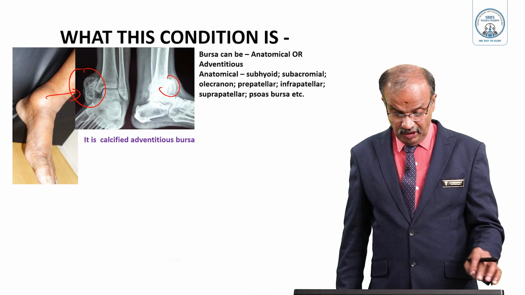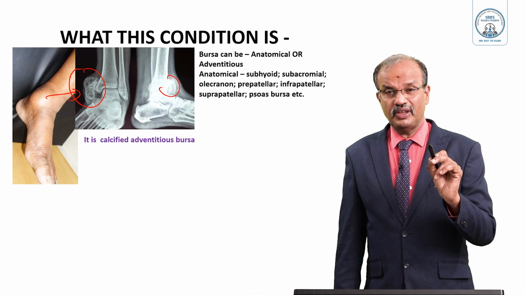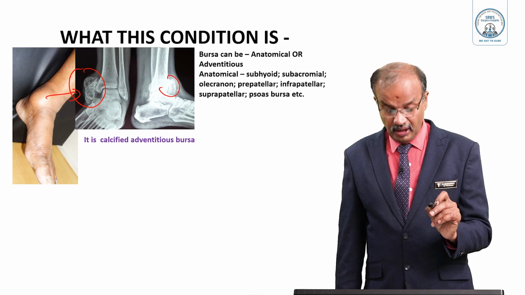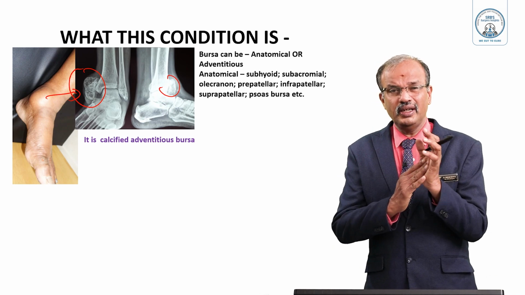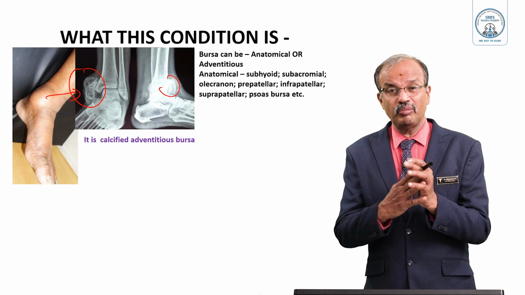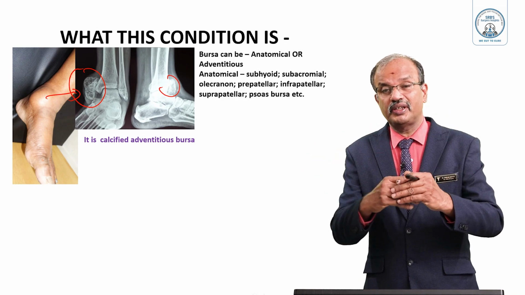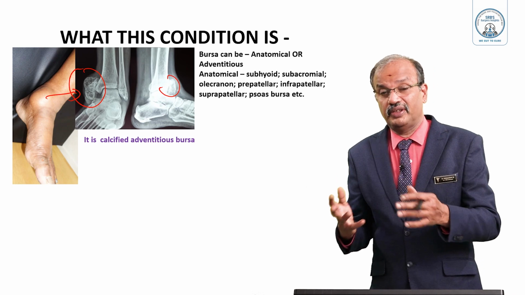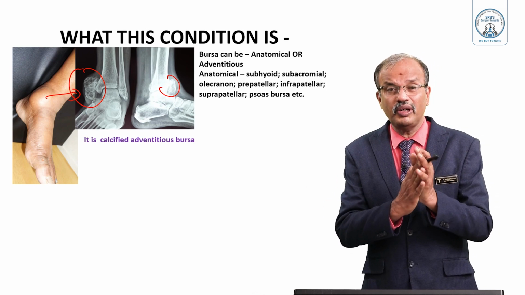Adventitious is different, it is an acquired one. Anatomical types are subdeltoid, subacromial, olecranon, prepatellar and infrapatellar, suprapatellar, psoas bursa. All these are anatomically, naturally there. It is needed. But when it is inflamed, it forms a swelling: prepatellar bursitis, infrapatellar bursitis, suprapatellar bursitis, psoas bursitis. Otherwise, naturally the bursa is there with some fluid to avoid friction.